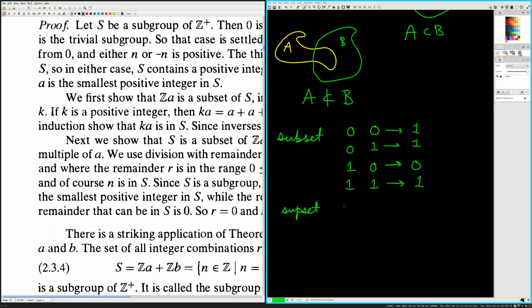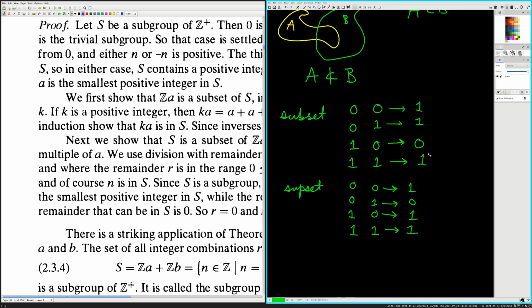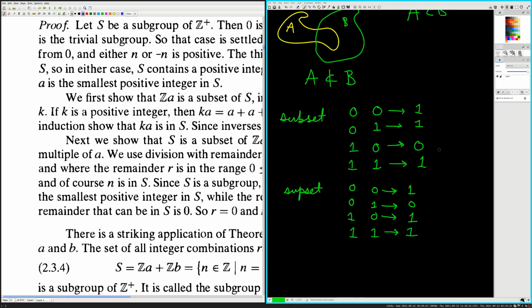For superset: 0, 0, 0, 1, 1, 0, 1, 1, 1, 0. And if we cook up the Pauli number for this, it would be, okay, if you don't know what I'm talking about, go watch the WF algebra series.